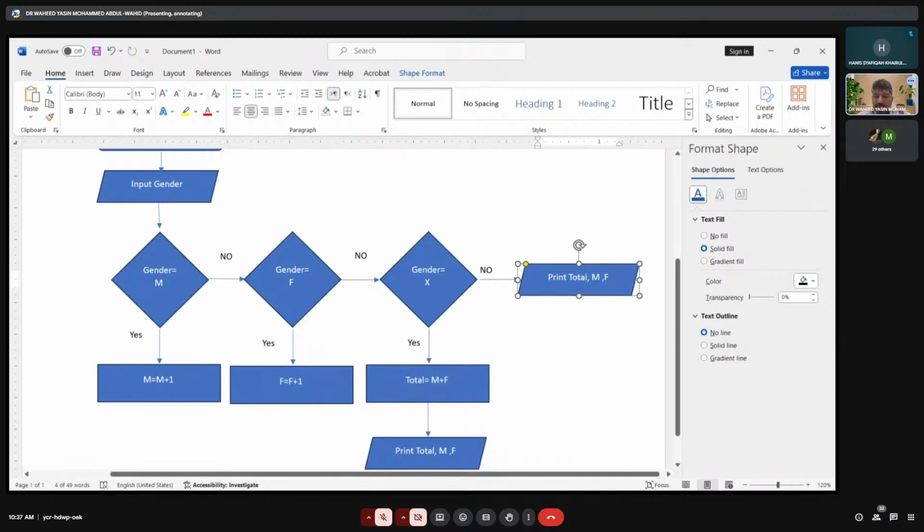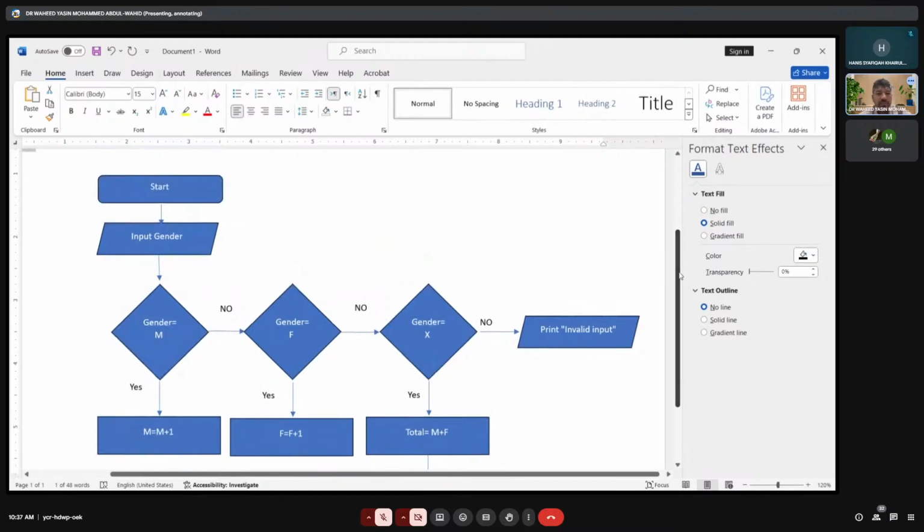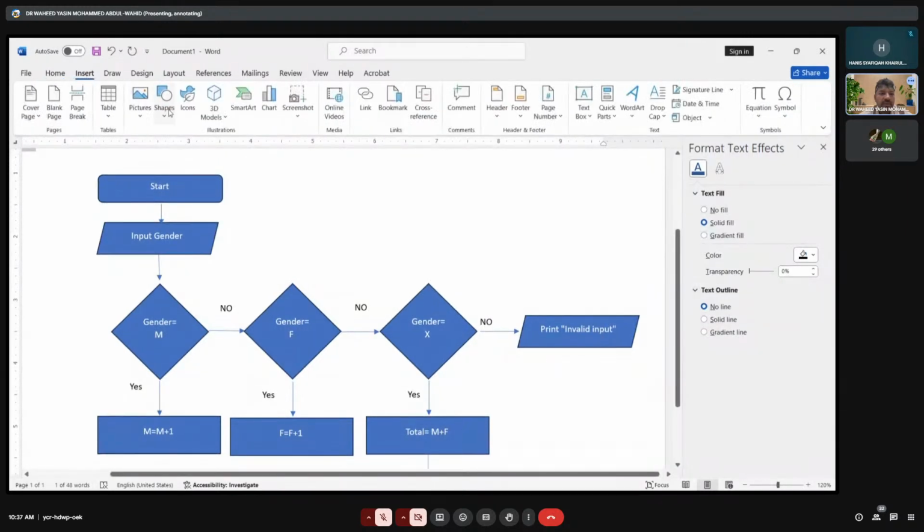Print, if not X, not F, not M, so print invalid input. Okay? Then what do I have to do? I have to go to gender again. Okay? I have to input the gender again.